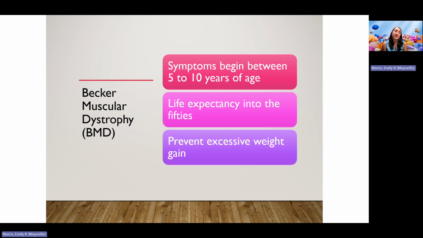Becker muscular dystrophy, these symptoms typically begin around age 5 to 10. The life expectancy is a little bit longer, into the 50s. One of the main things that we want to do as PTs is just promote fitness and decrease weight gain in this population, just because anytime you have muscle weakness, the more weight you're carrying around, the harder that is. This one specifically affects the pelvis and the hips first, which is a little bit different than Duchenne's muscular dystrophy. And that's all I really care for you to know about that one for now.